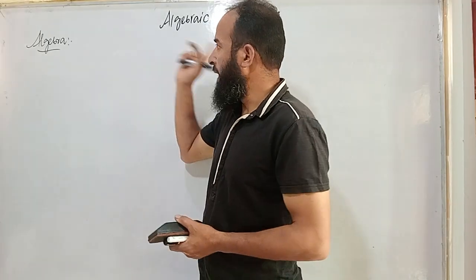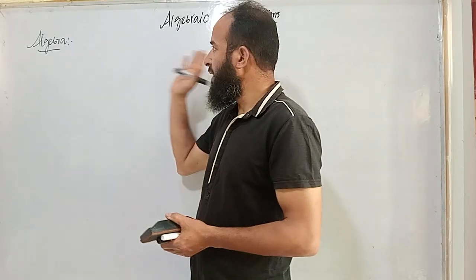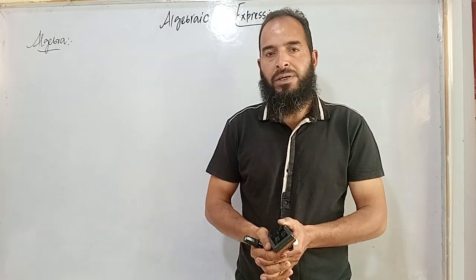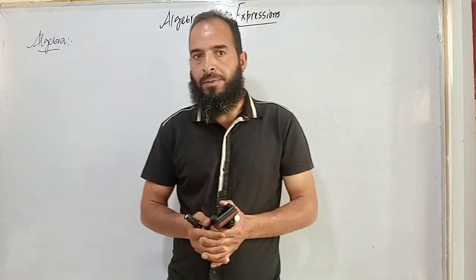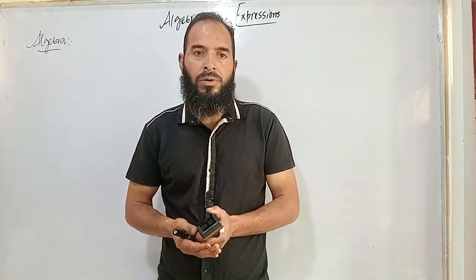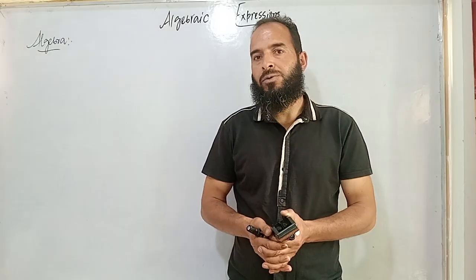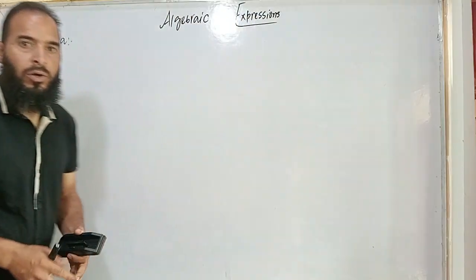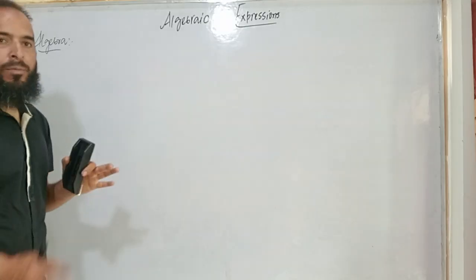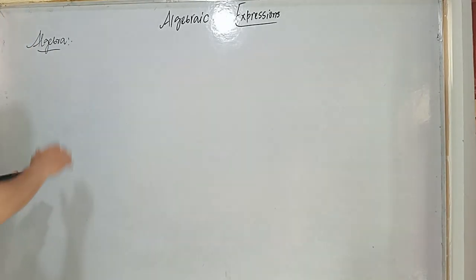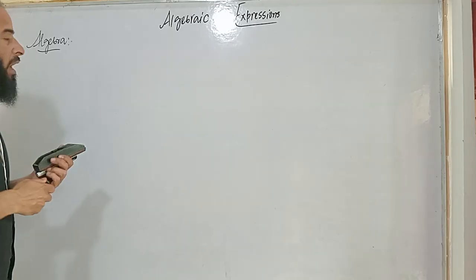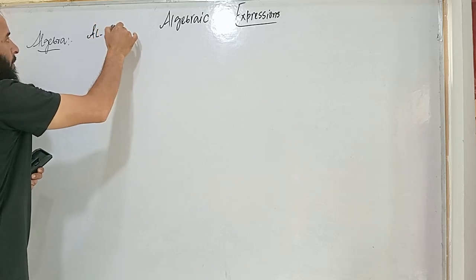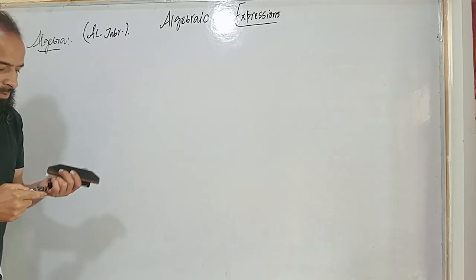The word algebraic expression, or simply we can call it algebra. The word algebra has been derived from an Arabic word, al-Jabr wal-Muqabala. It is a famous Persian book written by Muhammad bin al-Khwarizmi, who was a Muslim Persian mathematician. So this word has been derived from that book, and that is the word al-Jabr. This is an Arabic word.